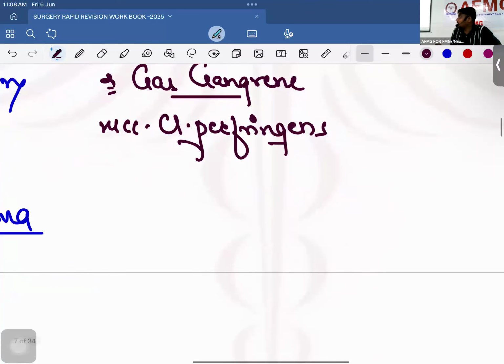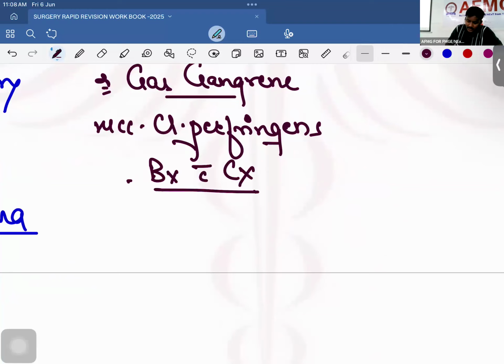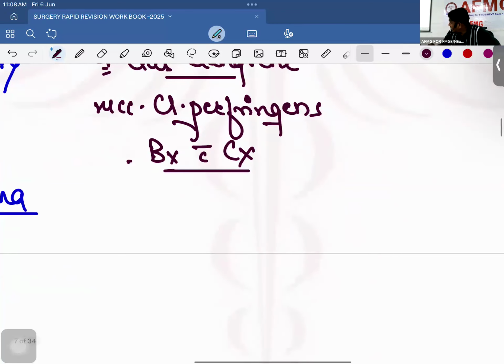Here we know that the patient can also be in sepsis. For diagnosis, we have to do a biopsy and send it for culture. So take a biopsy of this patient and send it for culture, which will confirm the diagnosis. Treatment, what is the first step in management?